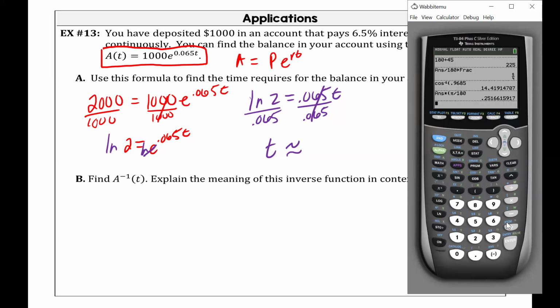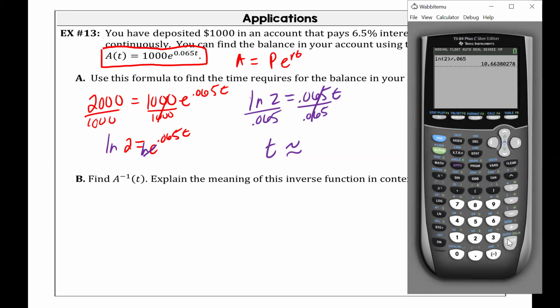Turning on Sylvie. She's been working today. Natural log of 2 divided by 0.065. Uh-oh. What did I do? Oh, weirdo. Delete.